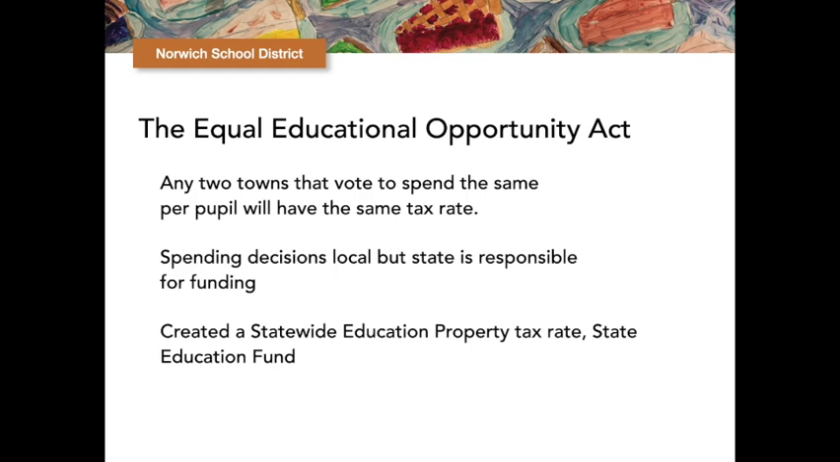So with the Brigham decision handed down by the Supreme Court by June of that same year, the Vermont legislature had enacted the Equal Educational Opportunity Act, what most folks know and refer to as Act 60. Act 60 addressed the Brigham decision and set up a system where any two towns that vote to spend the same amount per pupil will have the same tax rate.